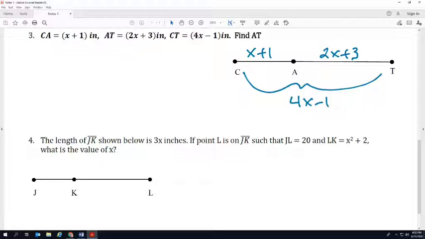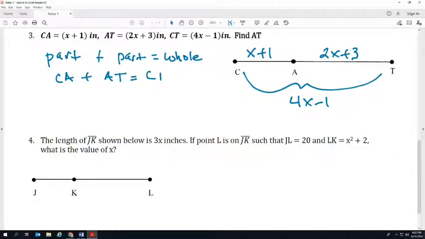Again, we're going to use the segment addition postulate that says that when you take the parts and you add them together, they equal the whole amount. So my parts are CA plus AT, and they equal CT. They tell me CA is x plus 1, AT is 2x plus 3, and CT is 4x minus 1.